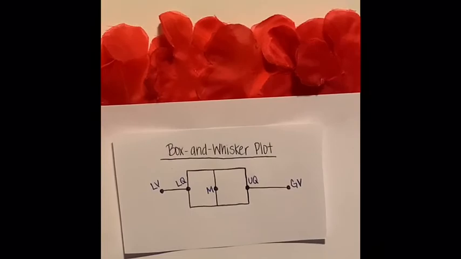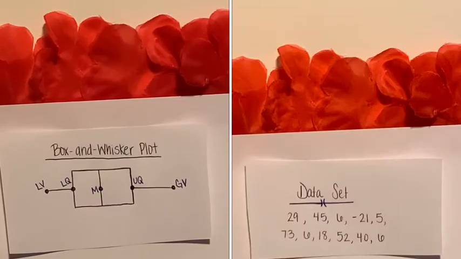The first thing you will always need, of course, is a data set. And here we have in our data set 29, 45, 6, negative 21, 5, 73, 6, 18, 52, 40, and 6. That will be our data set that we will be using when we are finding the 5-point summary in our box and whisker plot today.